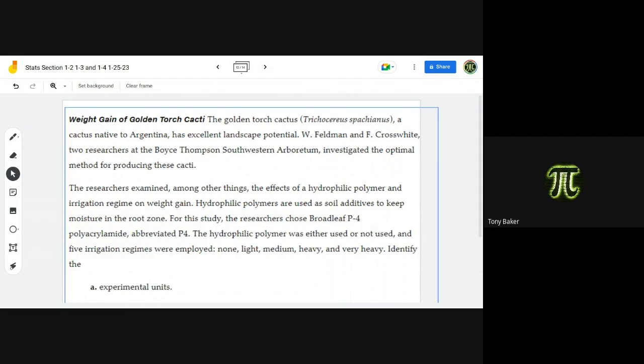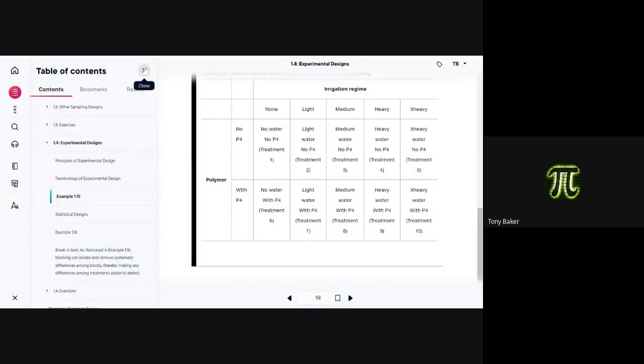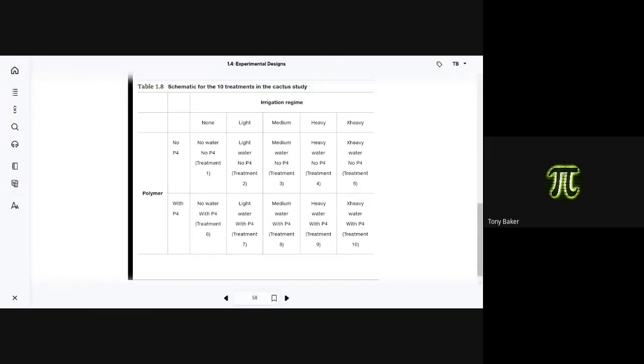You would have 10 treatments for this. I would have 10 different treatments, right? So this is no different than how we were setting up the governors and those things. So I would have 10 separate treatments here: no P4 with no water, light water, medium water, heavy water, and very heavy water, and then the same with the P4, with the polymer.